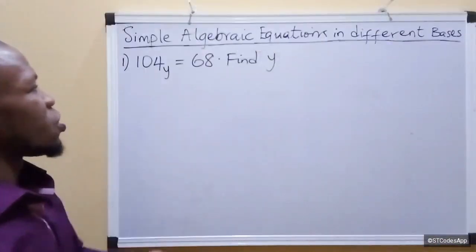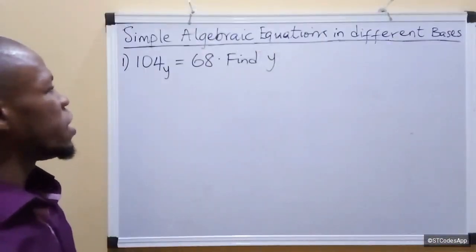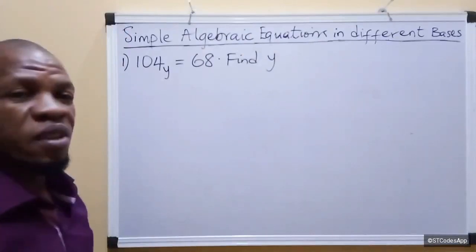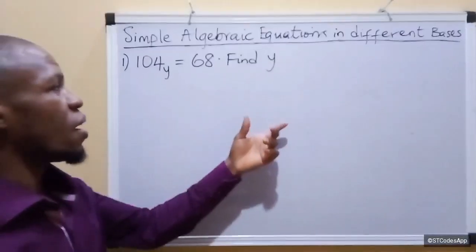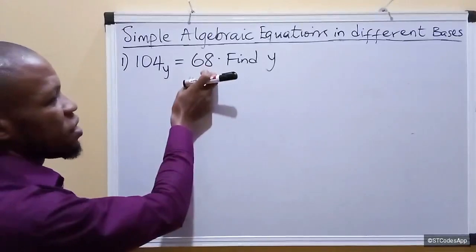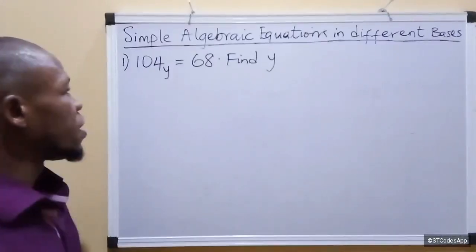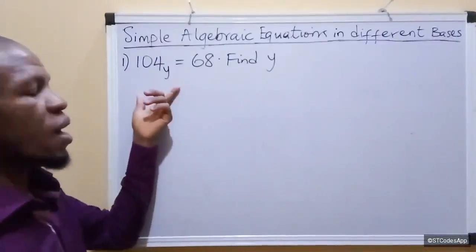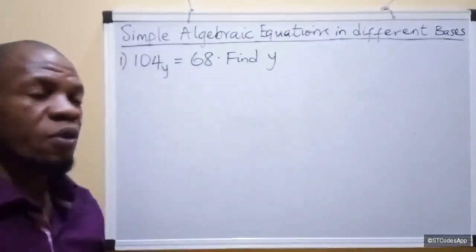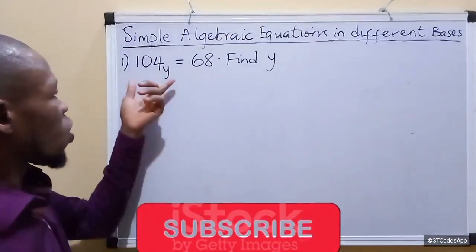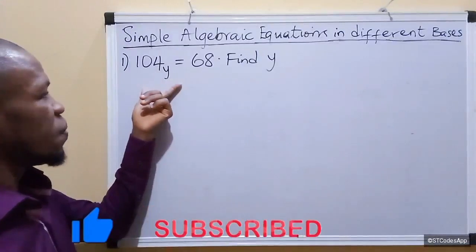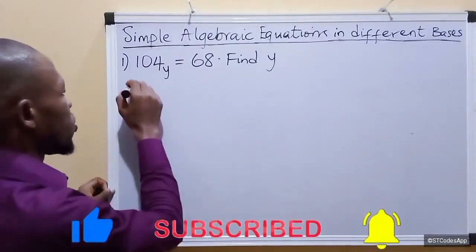The first problem we are going to solve today says 104 in base y is equal to 68. Find y. Now the implication of this is that 68 is in base 10, but 104 is in base y and we are meant to find out what the y stands for. So let's go. We are going to convert this to base 10 using the expansion method.